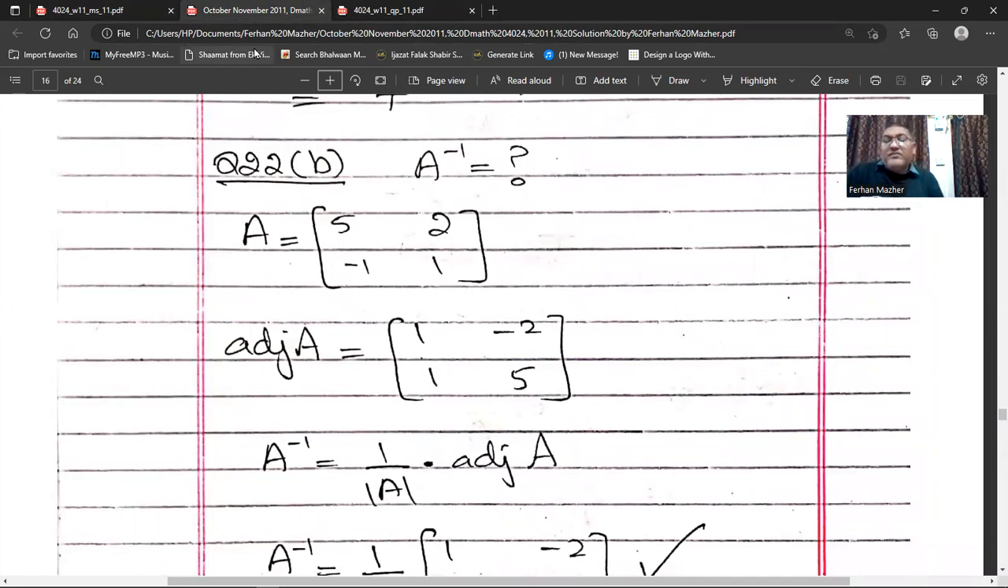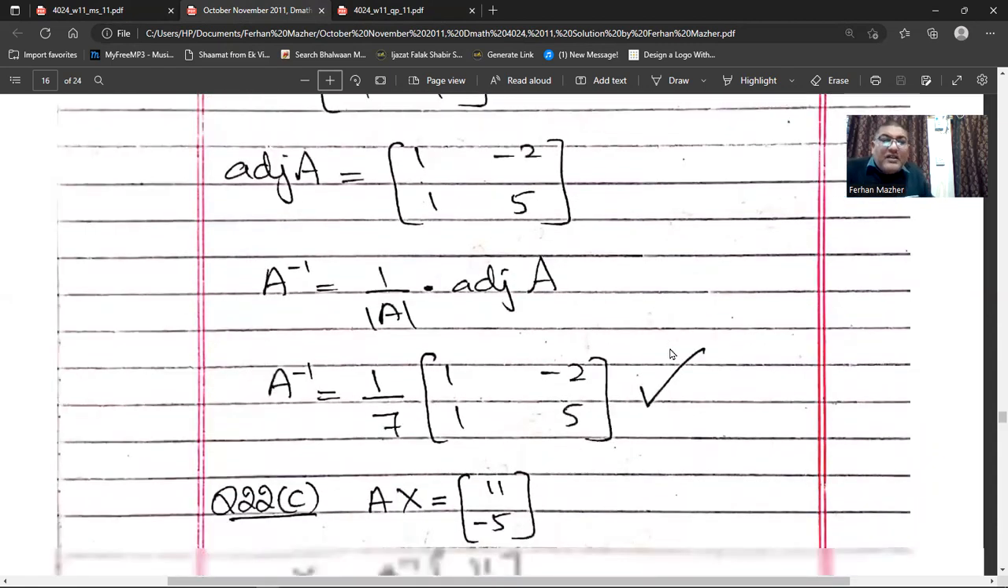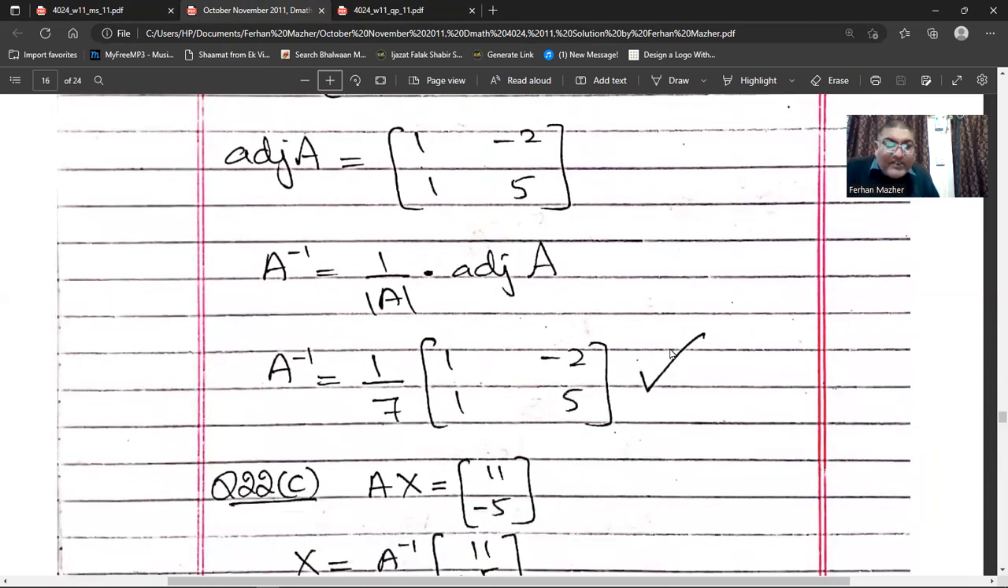So the adjoint will be, you change the location of these two elements, and you change the signs of these two members. So this will become 1, this will become minus 2, this will become 1, this will become 5. Now A inverse will be 1 by the determinant of A into the adjoint of A. So it will be 1 by 7 into 1, minus 2, 1 and 5. So that is how you find the inverse.